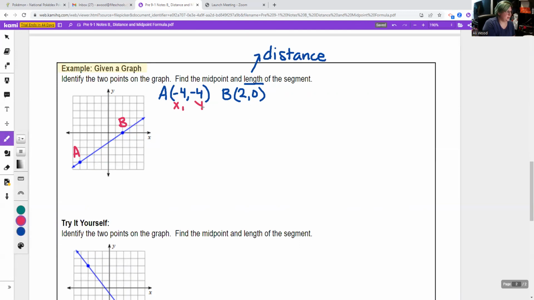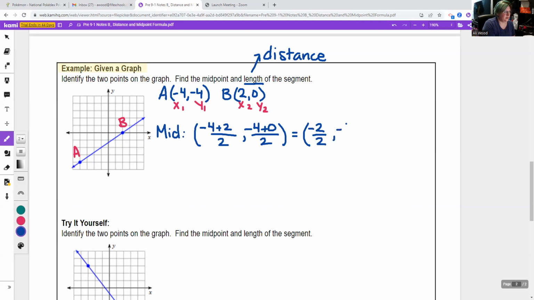So x1, y1, x2, y2. Let's find the midpoint first. So we have -4 plus 2 divided by 2, -4 plus 0 divided by 2. So we have -2 over 2, -4 over 2. -2 divided by 2 is -1. -4 divided by 2 is -2. So there is our midpoint.